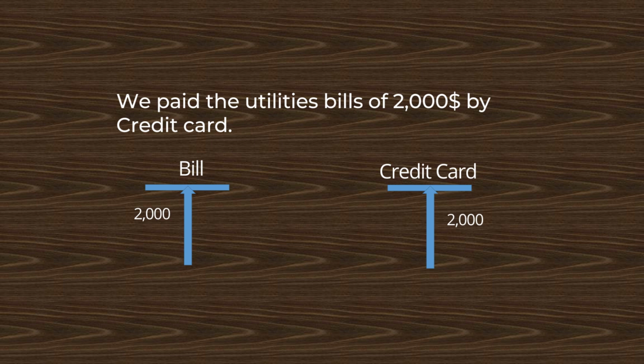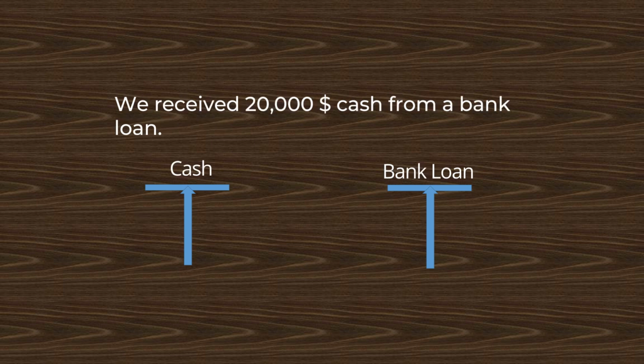Let's move to another example. Let's say we received $20,000 cash from a bank loan. So in this case we received $20,000, so our cash is going up, so this will be debited in the ledger of cash. As a bank loan is a kind of liability that we must pay back, it will be credited on the bank ledger.